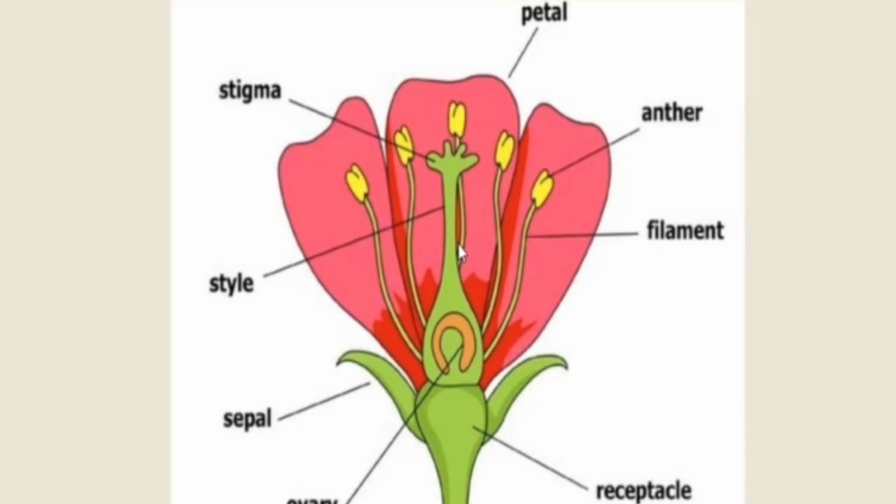The two outermost whorls, as we said, the calyx and the corolla, are present on the outside. These are considered non-essential, or accessory whorls, as they aid in reproduction but do not directly take part in the process. The other two whorls, the third one, the androecium, which is also known as the male reproductive organ, and the fourth one, the gynoecium, the female reproductive organ, are known as the essential whorls, as their absence from the flower will lead to the failure of sexual reproduction.